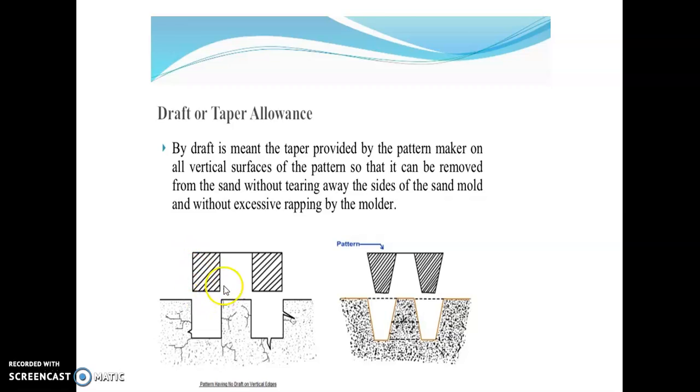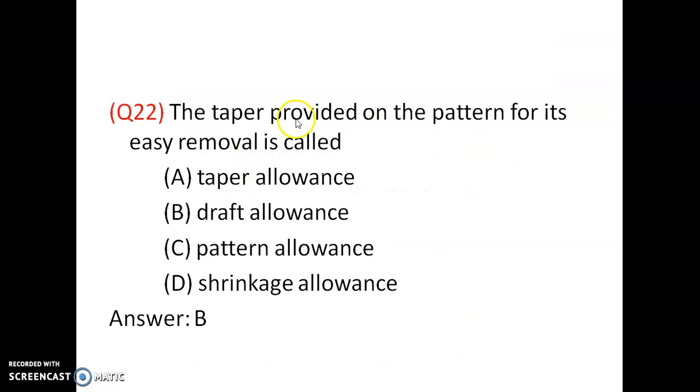If the sides of the pattern are made like that, as in the first diagram, the walls can be damaged. For this purpose, the pattern is given some taper. This very small taper allowance is called taper allowance or draft allowance. So the taper provided on the pattern for its easy removal is called draft allowance. Option B is correct.